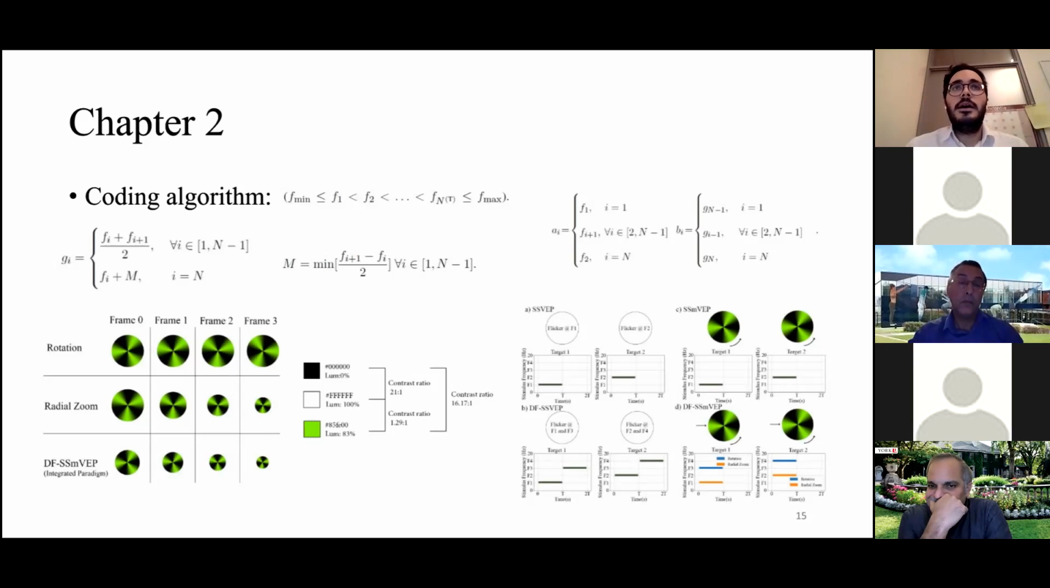And in the figure at the left bottom, we can observe the frames of these videos. First, we have 2 main motions, the rotation and radial zoom. And after integrating these 2 motions, we get both motions without increasing the number of frames in 1 single paradigm.